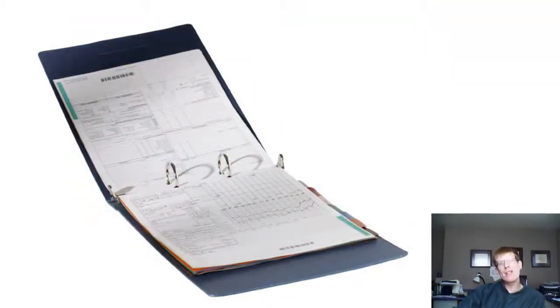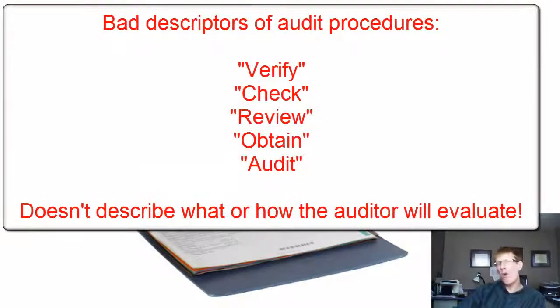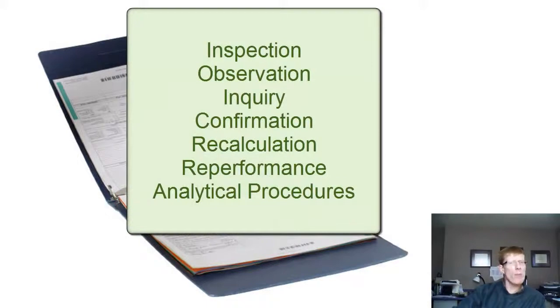Now let's talk about the ways in which the auditors gather evidence. So far in this course, I've been using nebulous terms like verify to describe my audit procedures. This is actually a horrible descriptor, as it really doesn't say how or what exactly the auditor is to do. Similar sorts of bad language would include check, review, obtain, audit. Let's look at better ways to describe and perform our evidence gathering activity. GAS talks about inspection, observation, inquiry, confirmation, recalculation, reperformance, and analytical procedures. I'll briefly provide a description and the quality of evidence provided by each of these sorts of procedures.